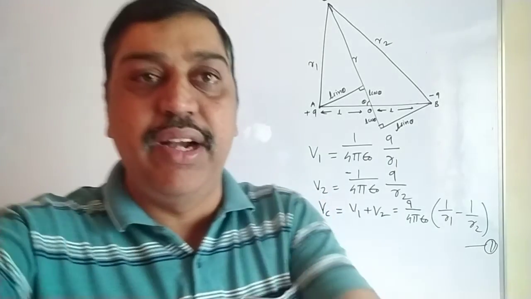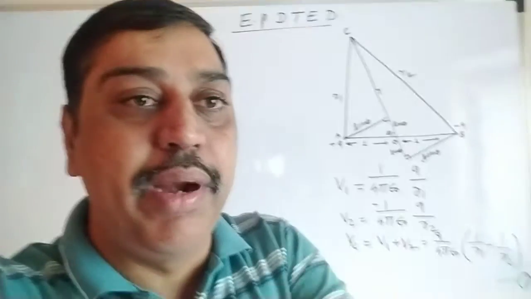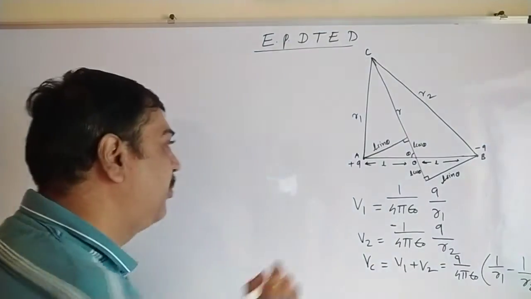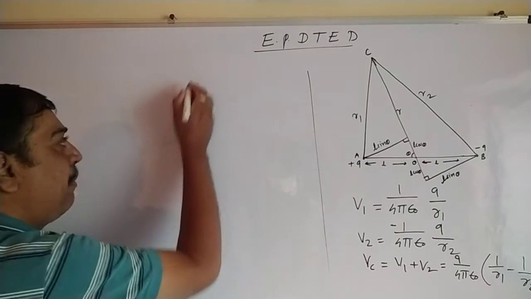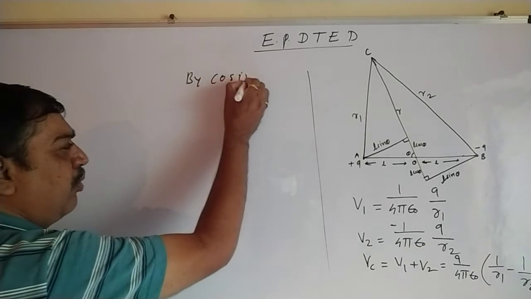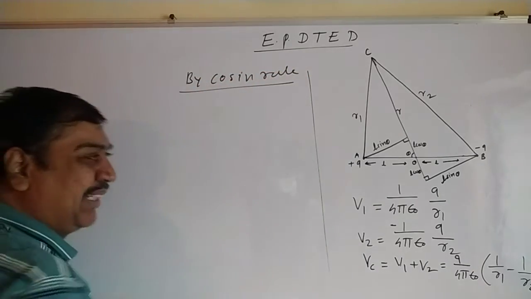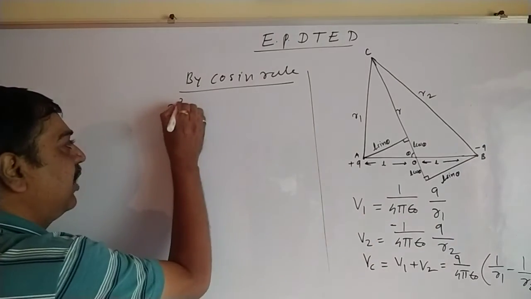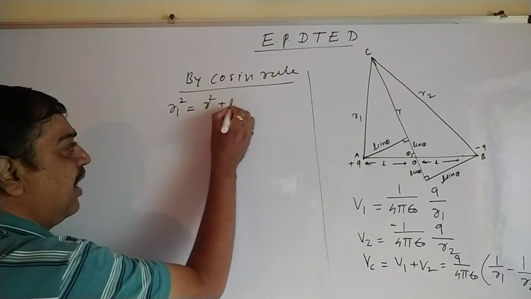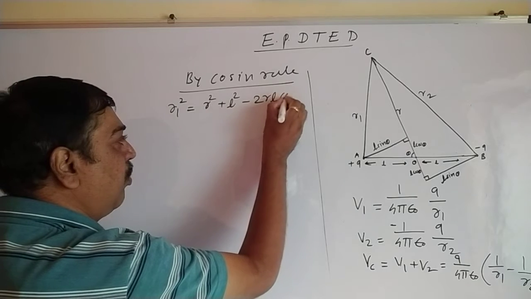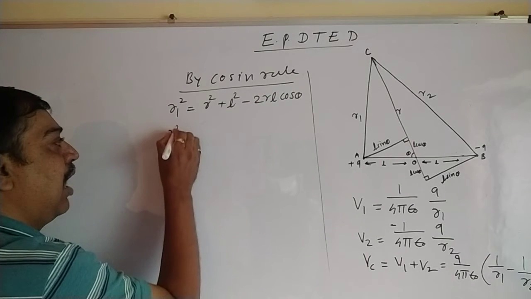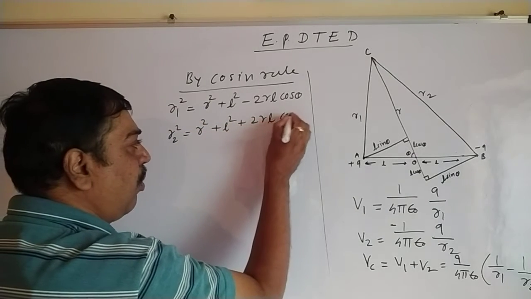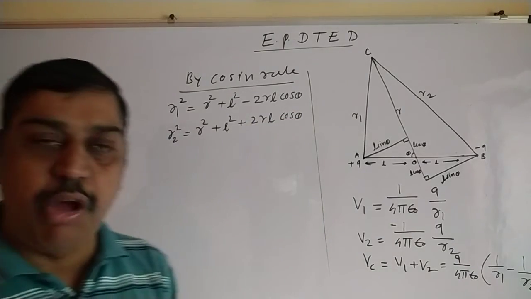Same thing we can do in a slightly different way, using the geometry of this diagram. We have to use a geometrical rule, the cosine rule, which those who have mathematics will know. Applying it to this diagram, we can write two equations: R1 square equals R square plus L square minus 2RL cos theta, and similarly R2 square equals R square plus L square plus 2RL cos theta. How these two equations come, those who have mathematics are well aware.